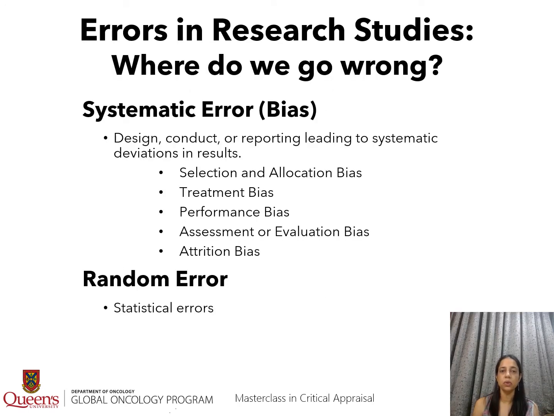So where do we go wrong in research studies? Errors can be systematic, known as bias, or random. Errors in the design, conduct, or reporting of studies leading to systematic deviations in results result in bias. Examples of these include selection and allocation bias, treatment bias, performance bias, assessment or evaluation bias, and attrition bias. We will look at each of these in the coming slides.